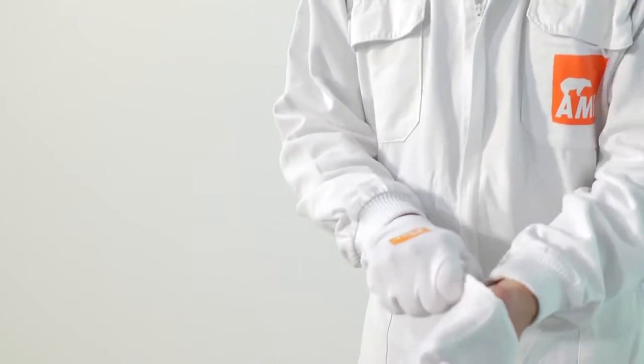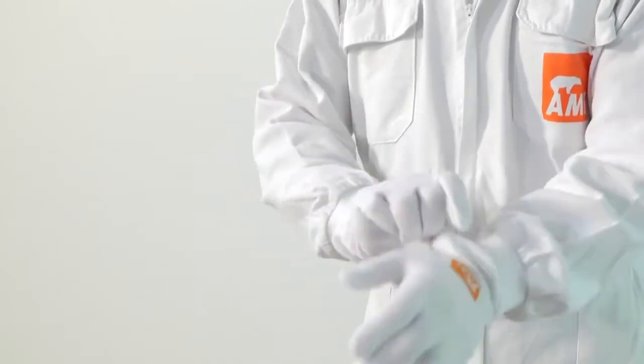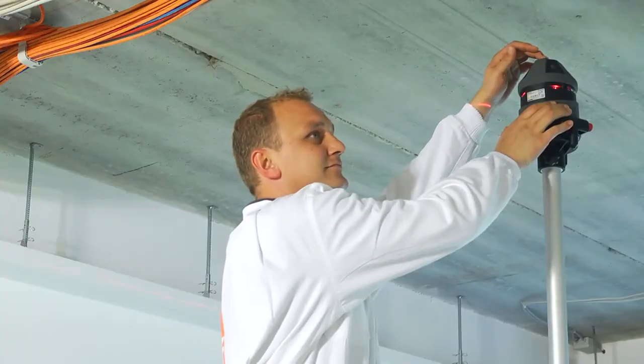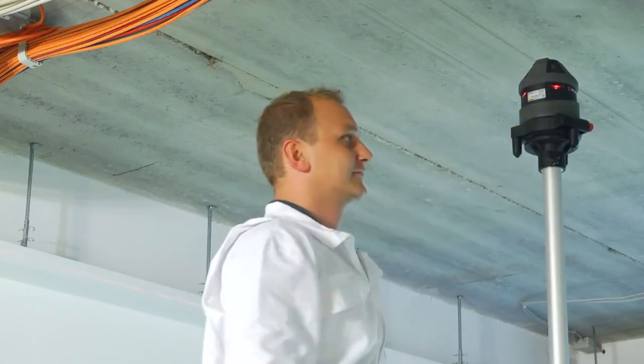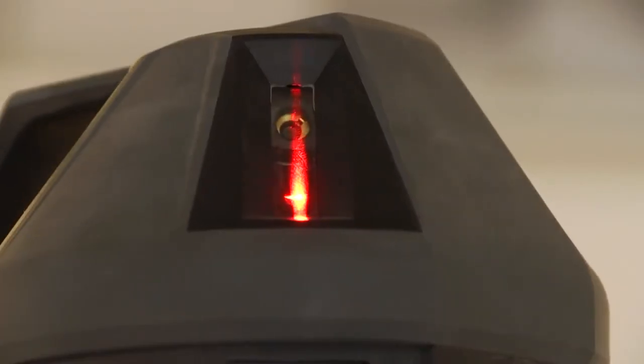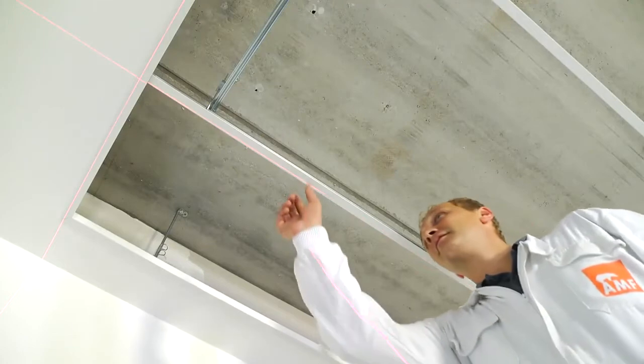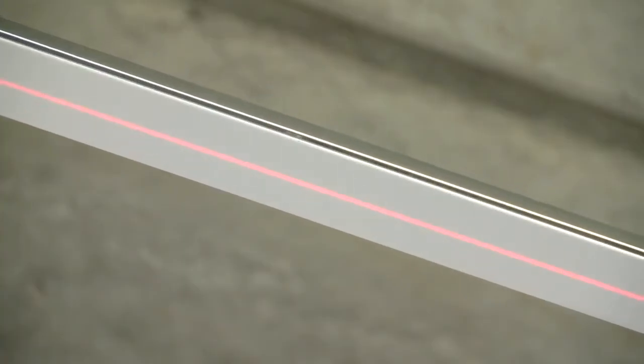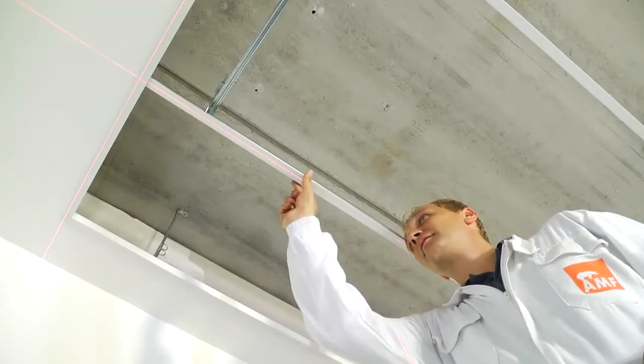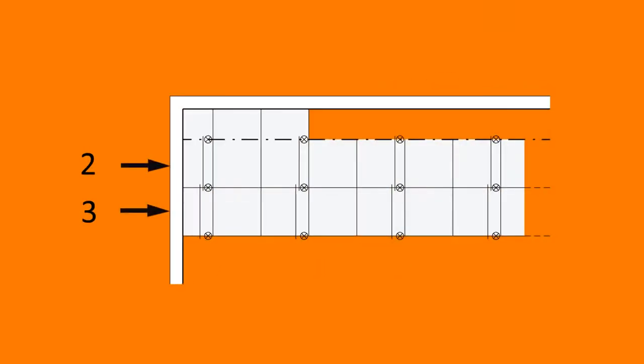Now the installation of the first tiles can begin. For an optimal ceiling appearance, the exact alignment of the first main runner is crucial. There are several methods that simplify this, for example, laser, chalk line, or beginning the installation with the second and third rows.